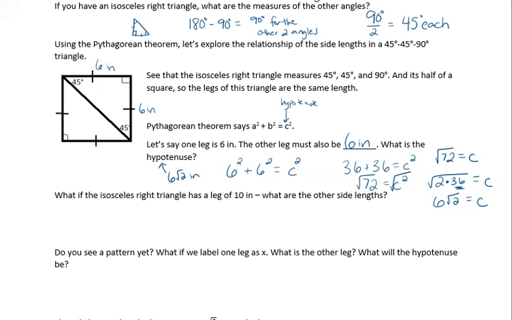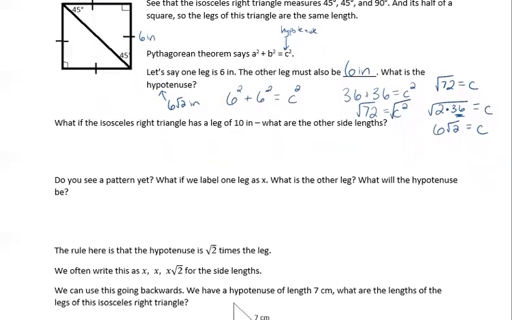Now, if you're confused about whether this is longer than 6 inches, the square root of 2 is about 1.4. So 6 times 1.4 is going to be bigger than 6. So this is longer than our 2 legs.